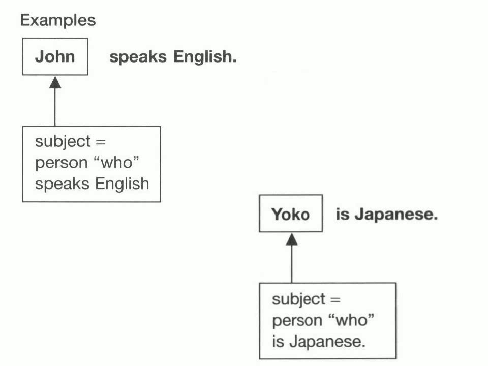In the following examples, John speaks English. Our subject is the person who speaks English. In Yoko is Japanese, our subject is about a person who is Japanese.